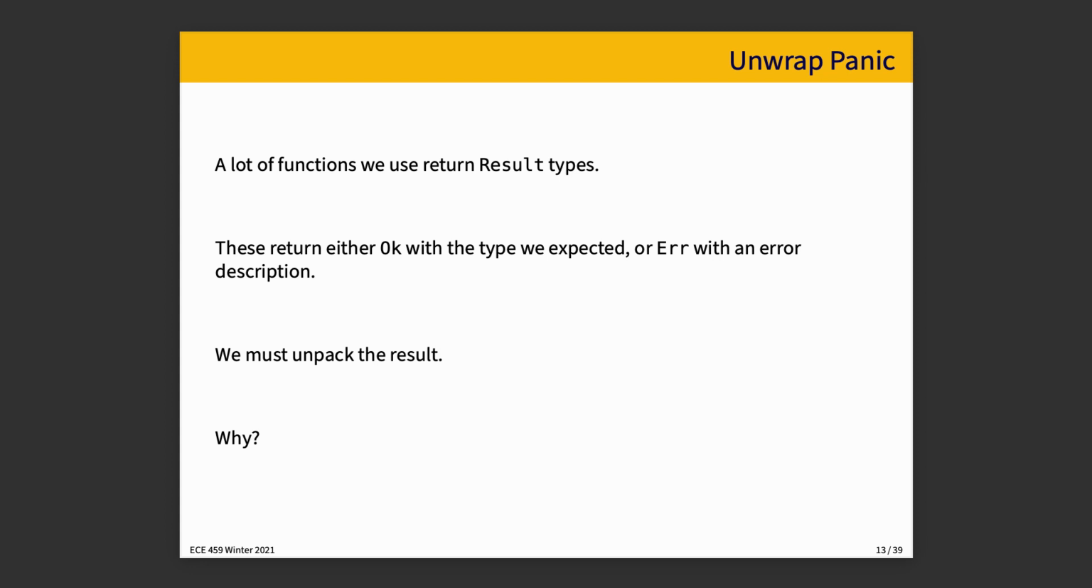Now, one of the things that we've skipped over briefly is that a lot of functions that we use return a result type. And if you're just getting started and you're calling some function and you're thinking, well, I asked for a value, but I don't get the value back, it says I have to do something, it's probably because that function returns a result. And result has two options: Ok, which contains the actual type that you asked for, or Err, which contains some sort of error message.